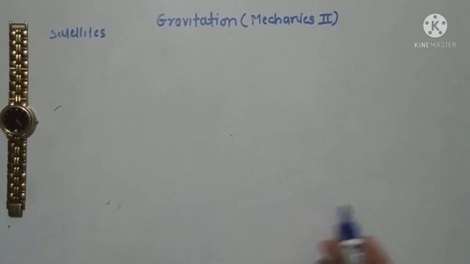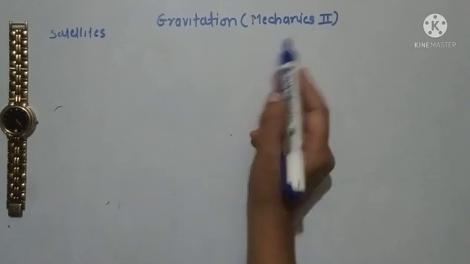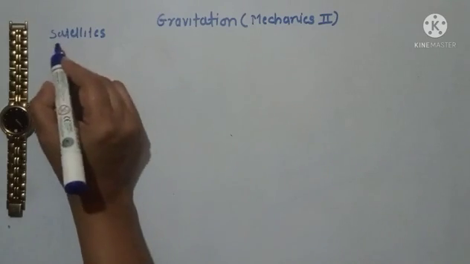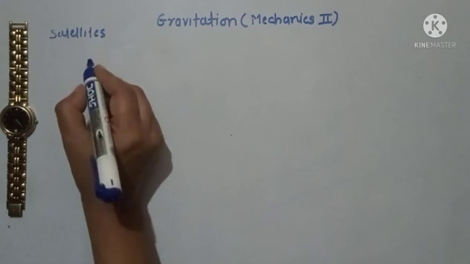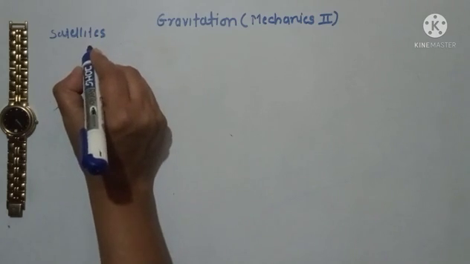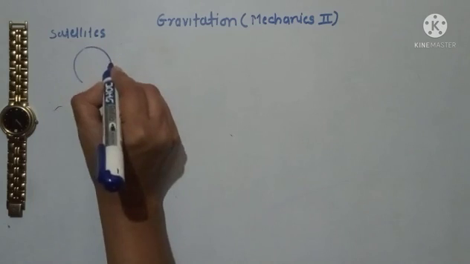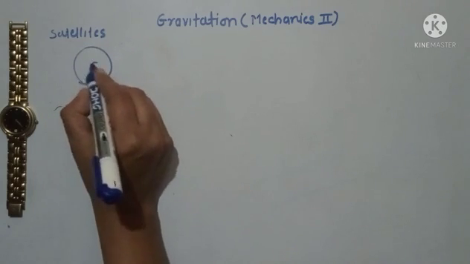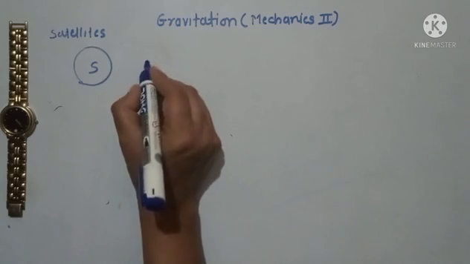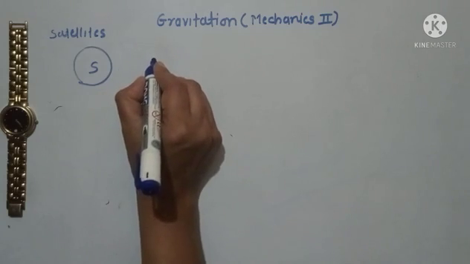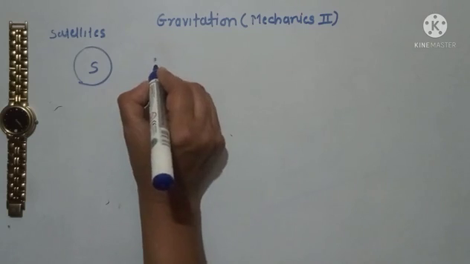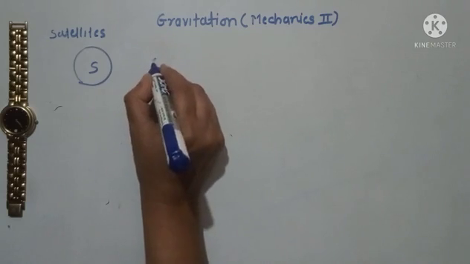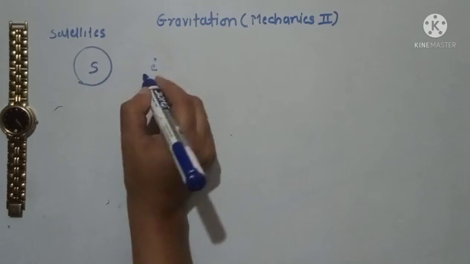So in the last lecture we started with gravitation from the mechanics topic, and in this lecture we are going to study satellites. We know that the Earth is revolving around the Sun in an elliptical orbit, which we saw in the last lecture on Kepler's law. Suppose this is the Earth revolving around the Sun in an elliptical orbit.